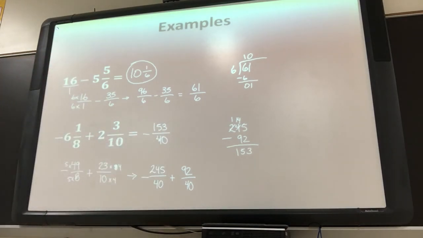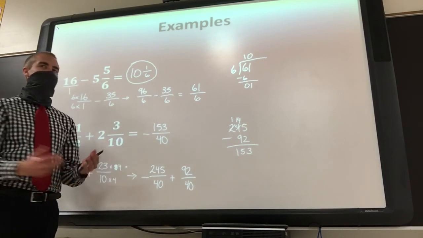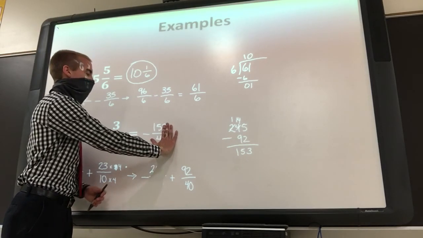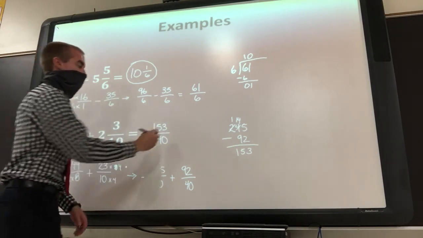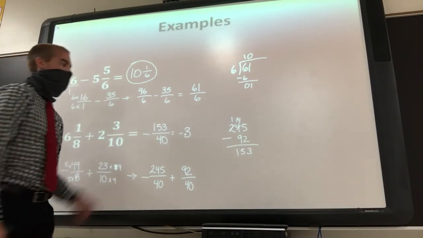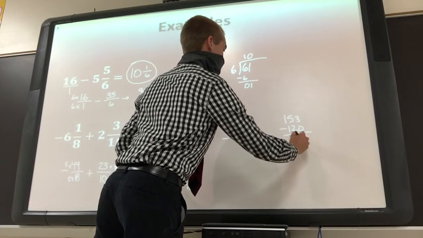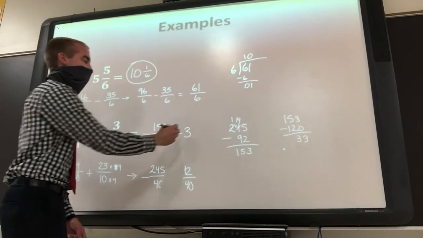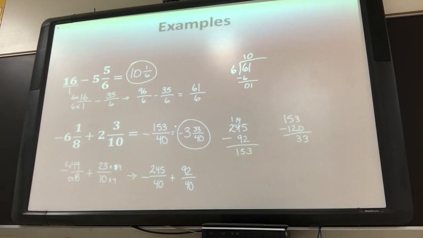Now we've got to change this into a mixed number. So if you can't figure out how many times 40 would go into 153, a little trick that usually works: put your hand over the last two numbers. How many times will 4 go into 15? Three times, right? So it's going to be negative 3. And then 40 times 3 is 120. So then take 153, subtract 120, and see what you're left with. 33. So it'll be negative 3 and 33 over 40. Any questions?